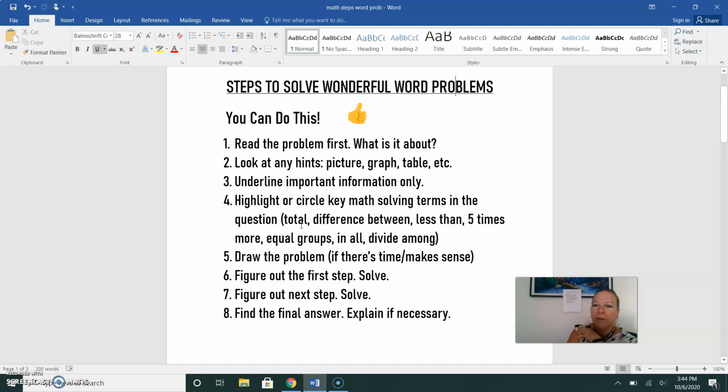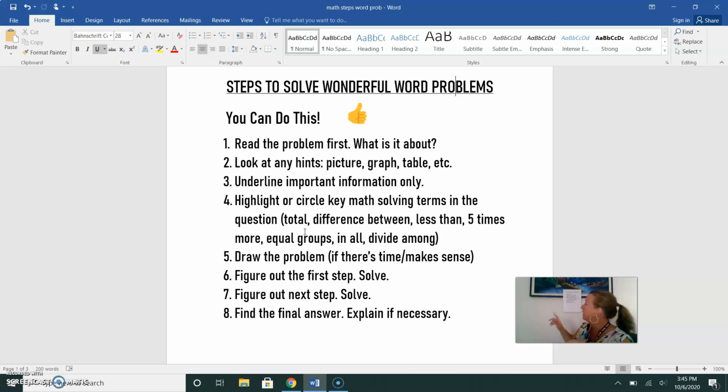Here we are in the middle, number 4. Let's read these words together. Total, difference between, less than, 5 times more, equal groups, in all, or divide among. These are words that might be inside of a word problem that will give you a huge hint on which operation to use to solve it. Number 5, let's read it. Draw the problem if you have time and if it makes sense to draw it. Ours today are going to make sense to draw, but sometimes you'll run across some that it just would not make sense for you to have to draw it all the way out.